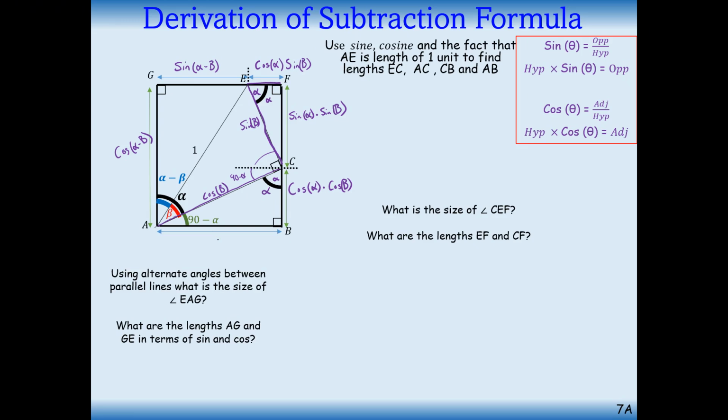Finally, length AB is the opposite side of alpha, so we call it sine alpha multiplied by the hypotenuse, which is cos beta. Now we have the ingredients we need for the derivation of the formula.